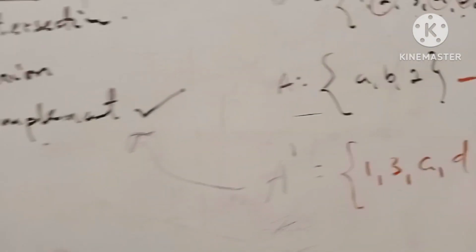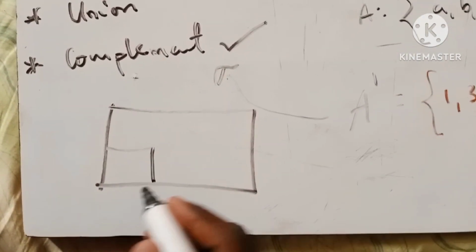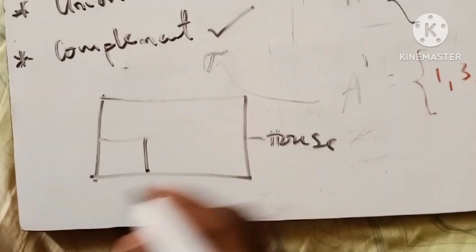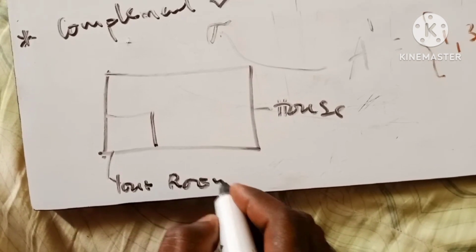Assume you have a room inside this house, right? So this is the picture that I'm trying to show here. Let's say this is an entire house, and then we have a room inside this house. So this room is a subset of the house, right? So this is an entire house, and let's say this is your room. Is that okay?